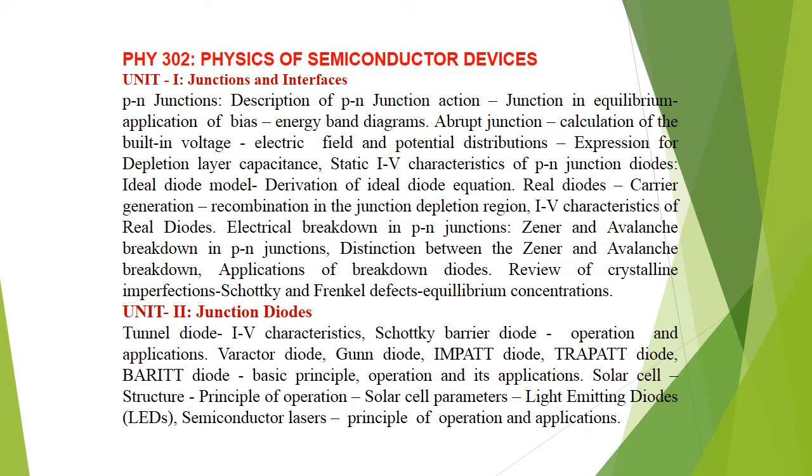in the junction depletion region, IV characteristics of a real diode, electrical breakdown in PN junctions, Zener and avalanche breakdown in PN junctions, distinction between Zener and avalanche breakdown, applications of breakdown diodes, review of crystalline imperfections, Schottky and Frenkel defects, equilibrium concentration.